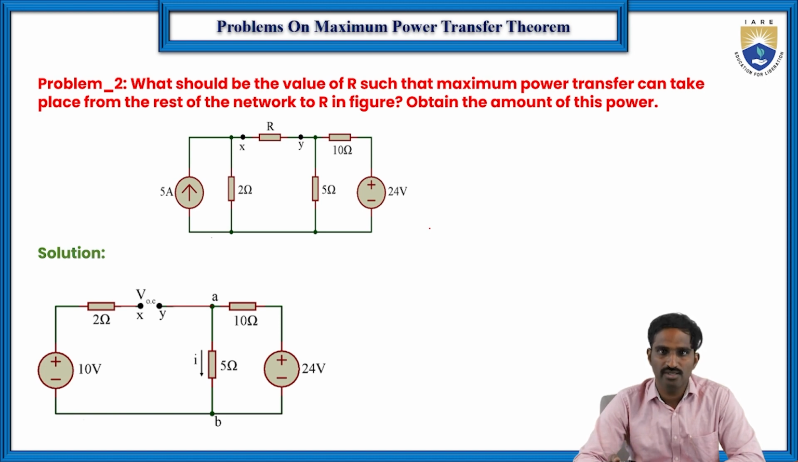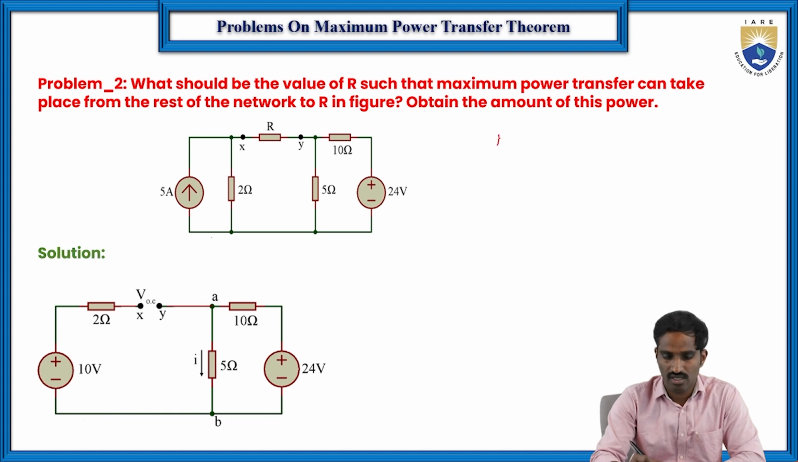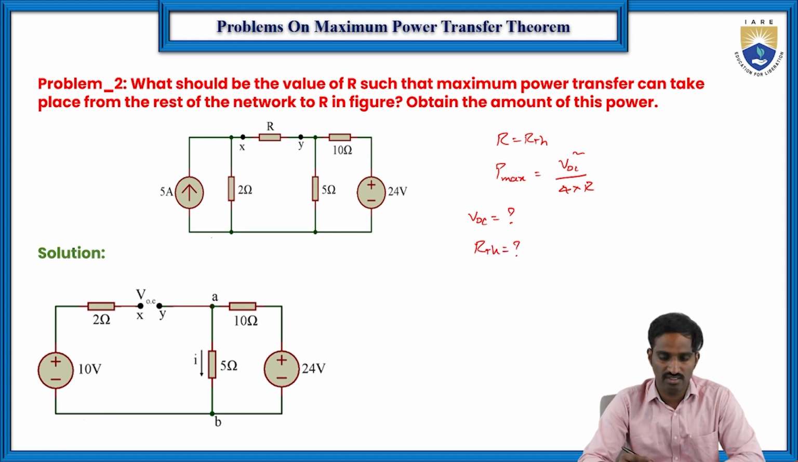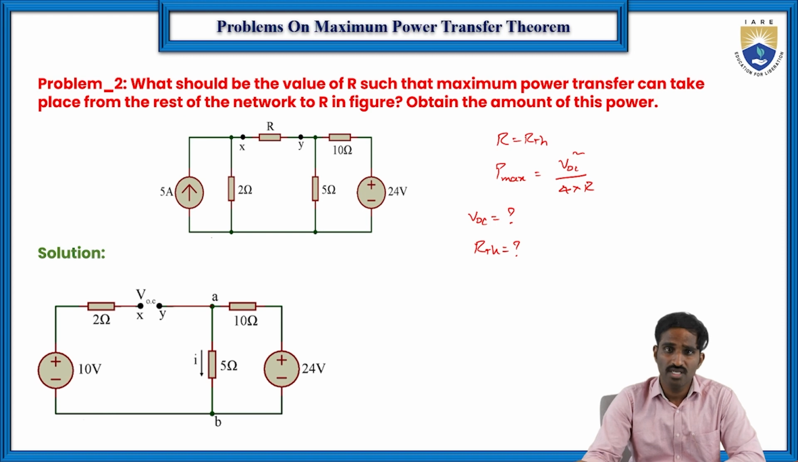Again here also the same way: R is equal to R Thevenin, this is the first case, and P maximum is equal to VOC squared by 4R. So we need to find VOC and R Thevenin. If you find these two, then because R Thevenin is equal to R, we can find the value of the load resistance, as well as the maximum power through that particular load. The same procedure applies here.